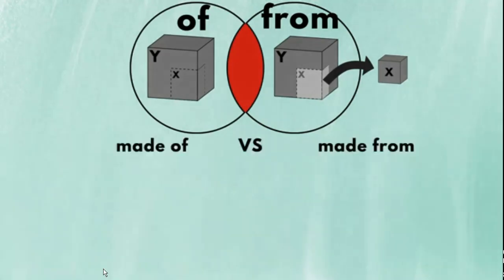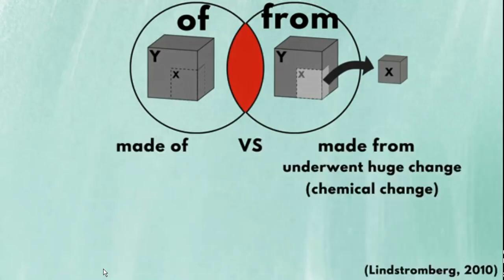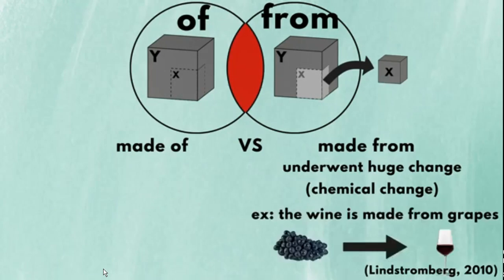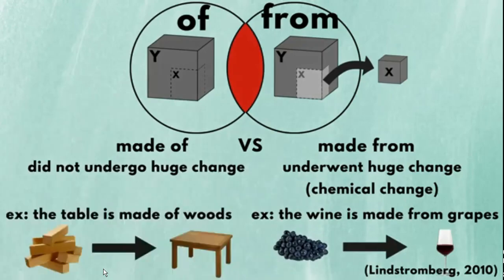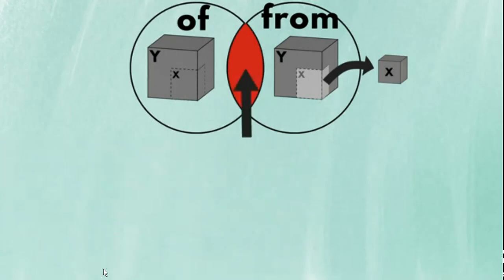Okay. Now here another concept is "made of" or "made from". Here we make it very clear: when we use "made from", something has undergone chemical changes, lots of chemical changes. The wine is made from grapes. Here only the simple type of change is there, right?